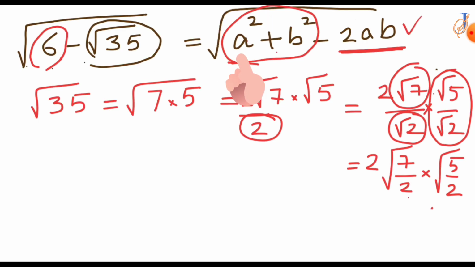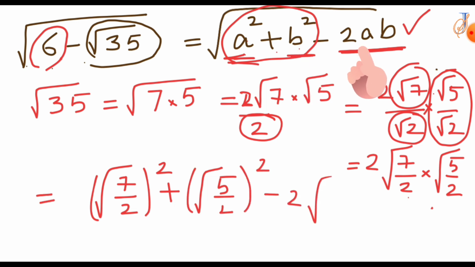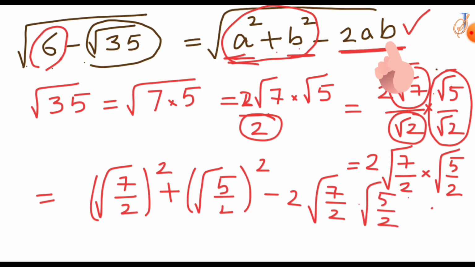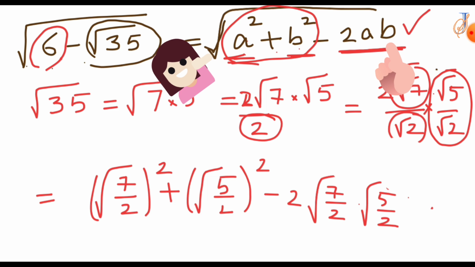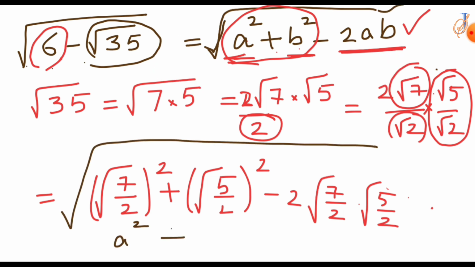Now let's try to write in terms of this form. So first, we have a power 2, that is square root of 7 over 2 whole power 2, plus b power 2, that is square root of 5 over 2 whole power 2, minus 2 times a, which is square root of 7 over 2, and then square root of 5 over 2. And still we have this square root term. So let's write the square root term. Now it is in the form of a power 2 plus b power 2 minus 2ab. We can simply write this as a minus b whole square.